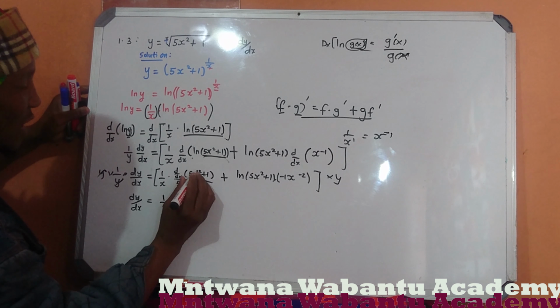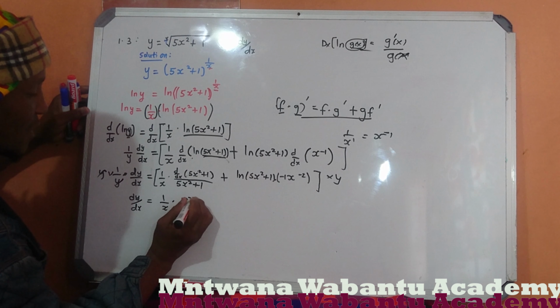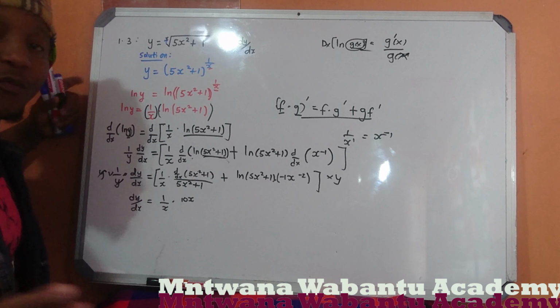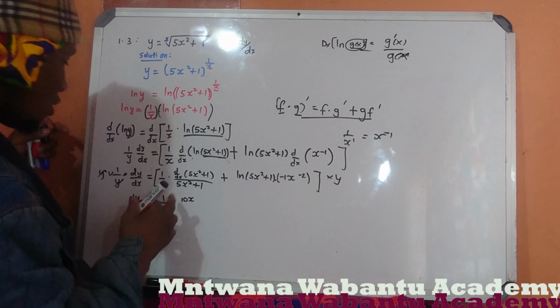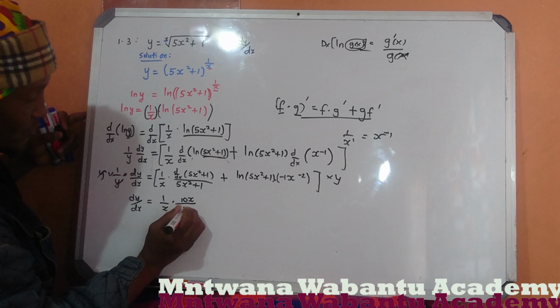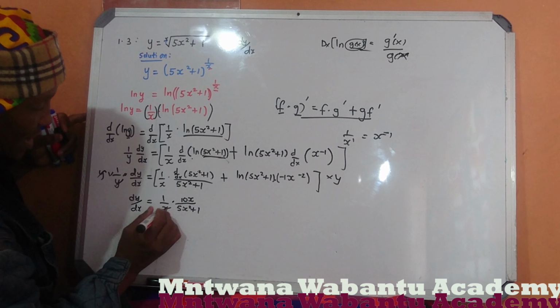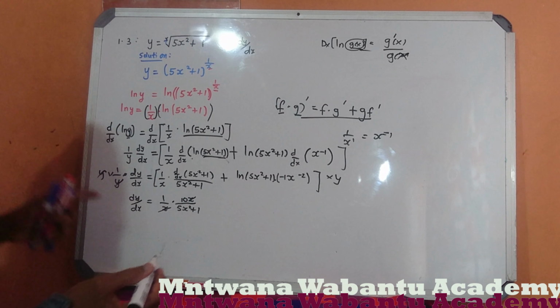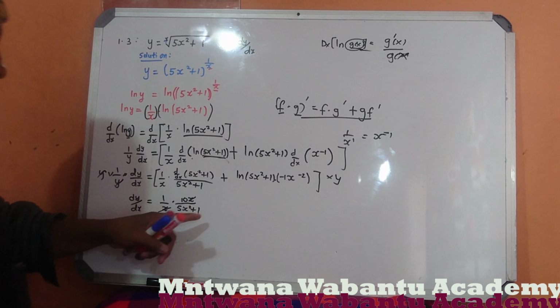Okay, when you differentiate this, it's going to give you 10x. And when you differentiate 1, 0, because 1 is a constant number, right? So it's just 10x, and then we over 5x squared plus 1. But we know this x and 1x is going to go. So it's like 10 over 5x squared plus 1.